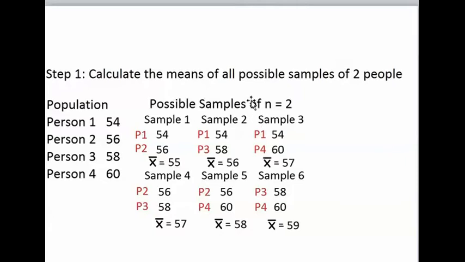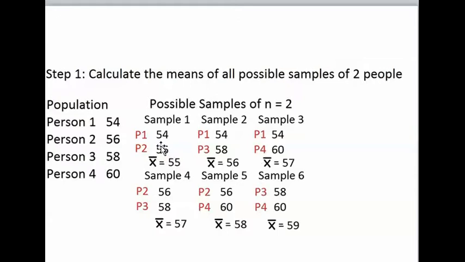This is step 1. In the last video, I showed you how to sort a population of 4 people into all possible samples of 2 people. You just have to pair person 1 with person 2, person 1 with person 3, person 1 with person 4, person 2 with person 3, person 2 with person 4, and person 3 with person 4. And that gives you the 6 possible samples of 2 people.